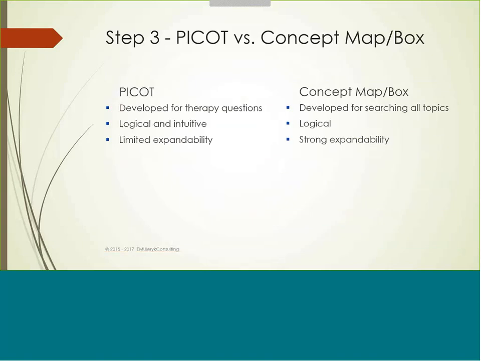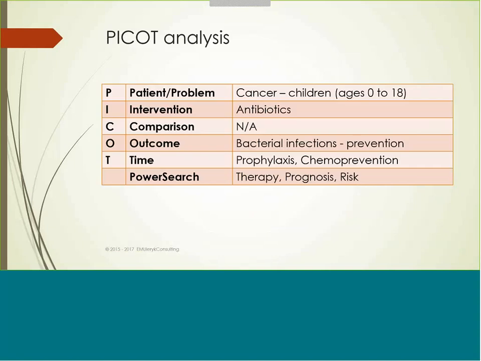So just in quick review, PICO was developed for therapy questions. What do I mean by therapy? Population or patient A, intervention B, comparison C, outcome D. Concept maps are more generic, and they can be applied for not only therapy questions but also diagnosis questions or maybe some prognosis questions. They're logical and they have strong expandability.